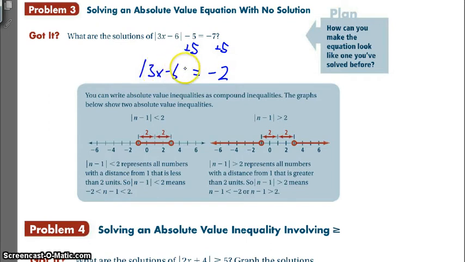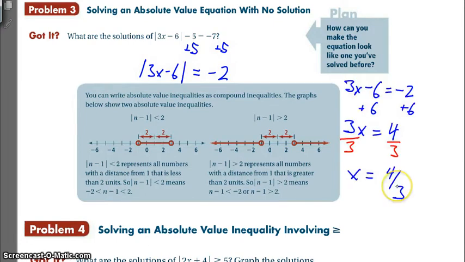And I want you to pause the video and try to approach this using the positive or negative method, where we look at both. Alright, due to space on the page, I'm going to have to do this twice. So here's my positive method. 3x minus 6, exactly what was in the absolute value, is equal to negative 2. I go through the solution, I add 6 to both sides, then I have 3x equal to 4. I divide by 3, and then I get that x is equal to 4/3.